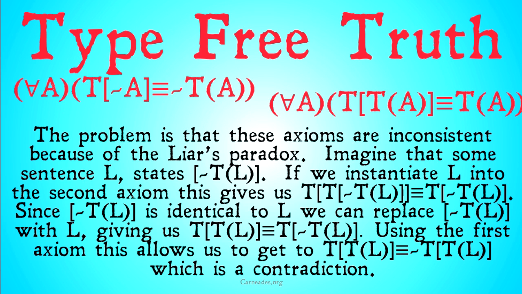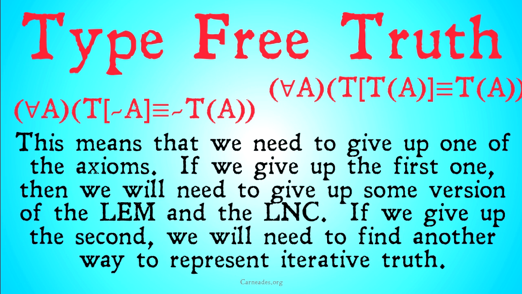Again, the point is that these two axioms are inconsistent. They lead to a contradiction because of the liar's paradox and because we've gotten rid of our typed restriction on truth. So we need to get rid of them, or at least one of them. This means we need to give up one of the axioms.